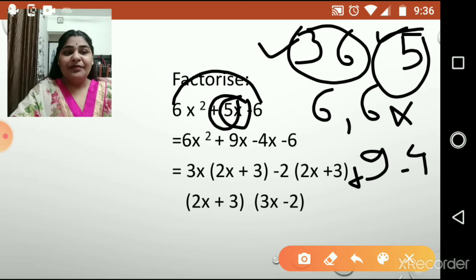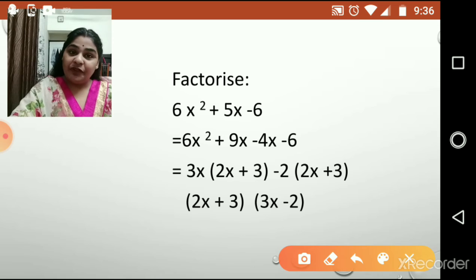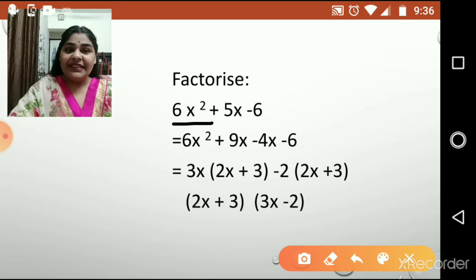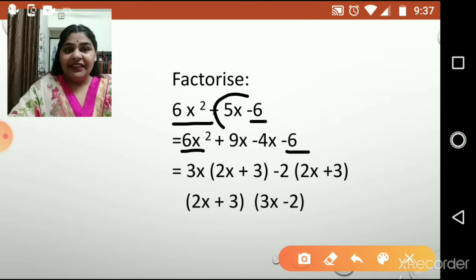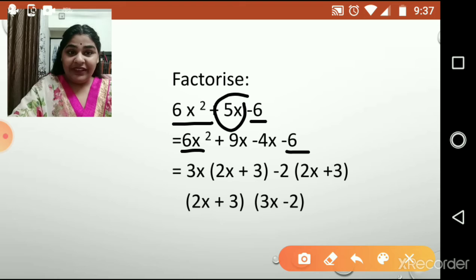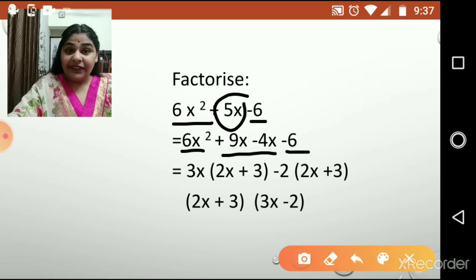That is the reason the middle term we will split as 9x minus 4x. Now let us see, the 6x square as it is, negative 6 as it is, and the middle term, that is positive 5x, we have made it as positive 9x minus 4x, that is nothing but equal to 5x only. So this is how you are going to split the middle term when there are 3 terms.